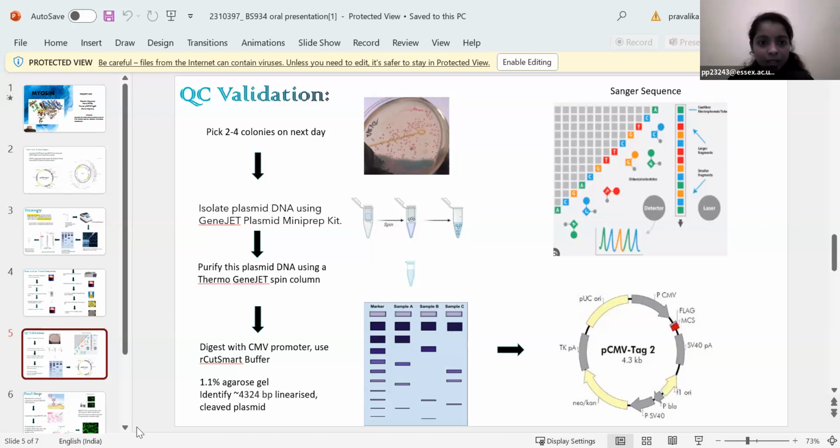After isolating the plasmid DNA, we have to purify this plasmid DNA using the same Thermo GeneJET spin column, and then you have to digest it with the CMV promoter using the FastDigest smart buffer, and you have to run it on the 1.1% agarose gel, and you can identify the base pairs of the plasmid, which would be nearly 4,324 base pairs, and here you can see the Sanger sequence for the same vector.